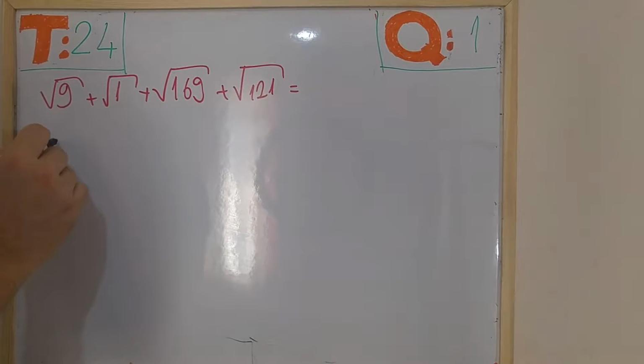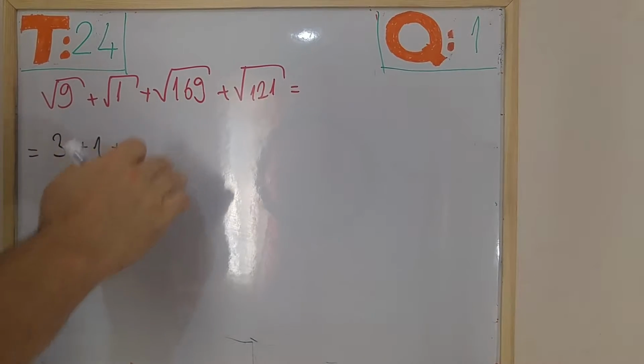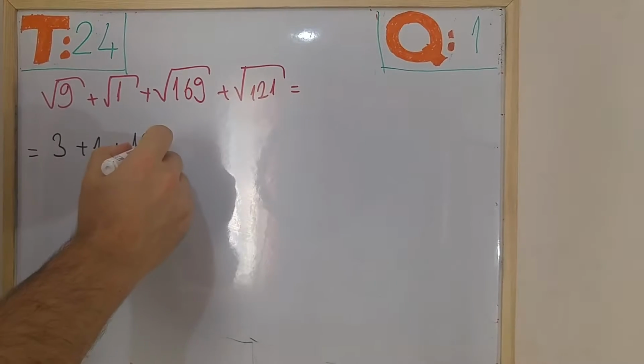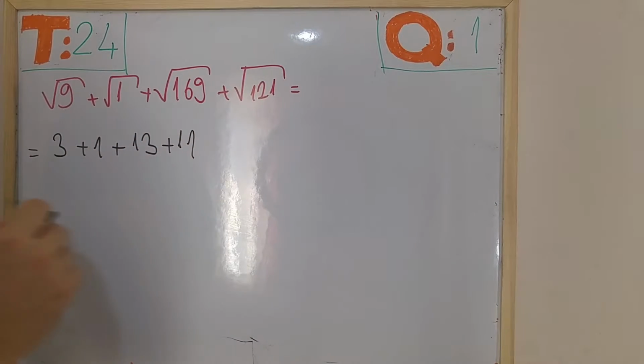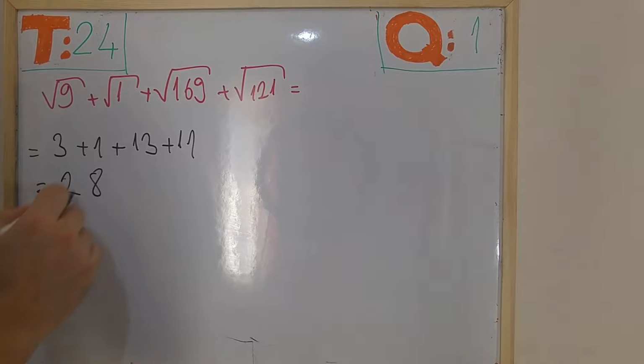Square root of 9 is equal to 3. Square root of 1 is equal to 1. Square root of 169 is equal to 13. And square root of 121 is equal to 11. So when we sum these up, we're going to have 3 plus 1, 4, 17, 18, 28.